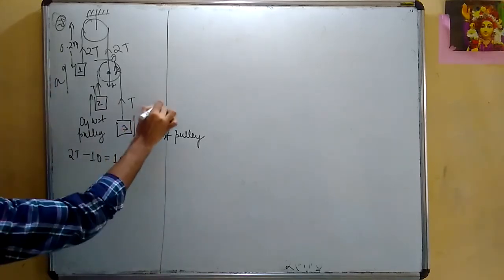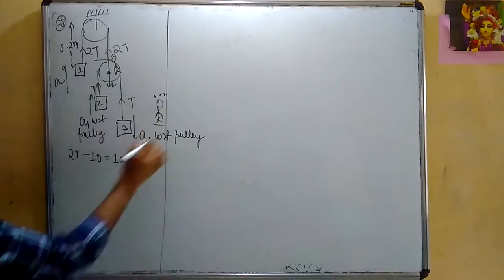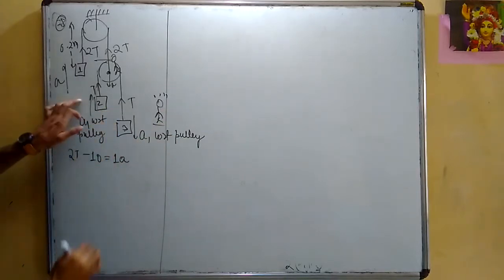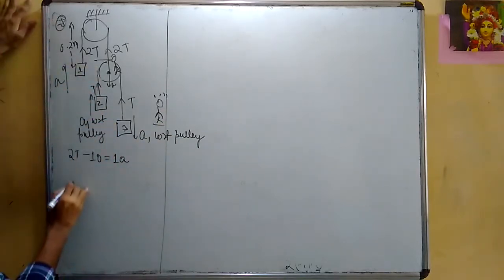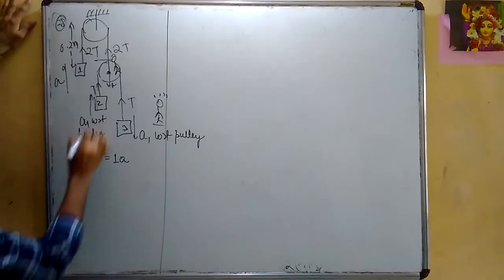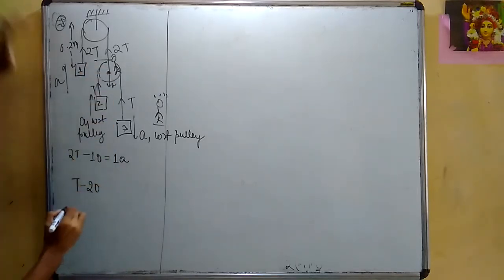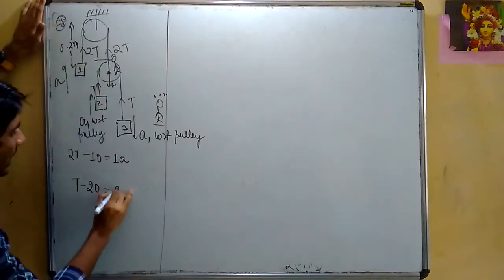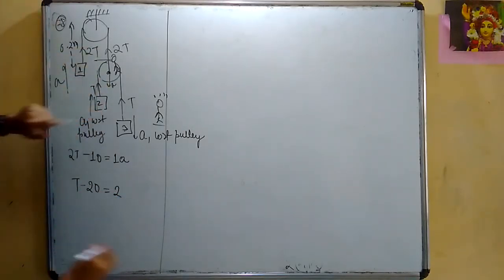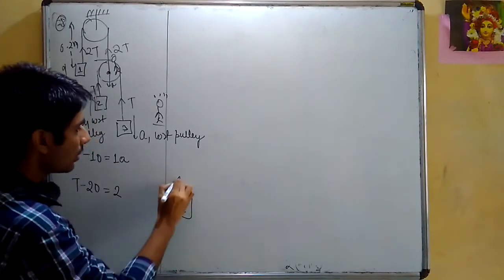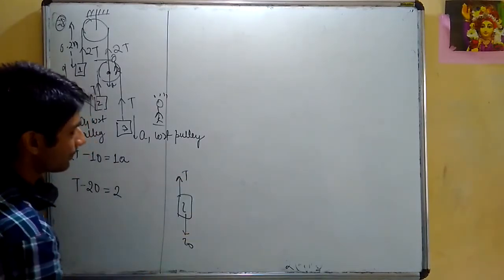Now I am standing on the ground. Let us write the equation for this. The 2 kg, where is it going? We are assuming it goes up. What is the FBD? In the FBD of the 2 kg, tension is upward and 20 downward, so what equation will we write? t minus 20 equals mass of this into its acceleration. The 2 kg has tension acting upward and 20 acting downward, right?